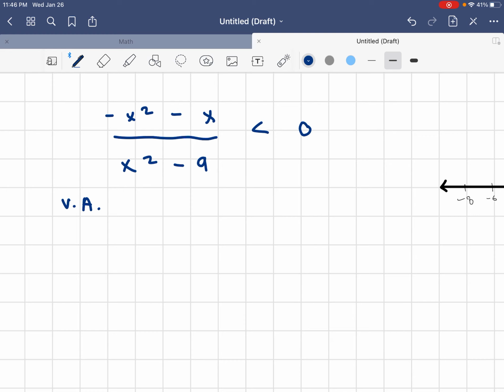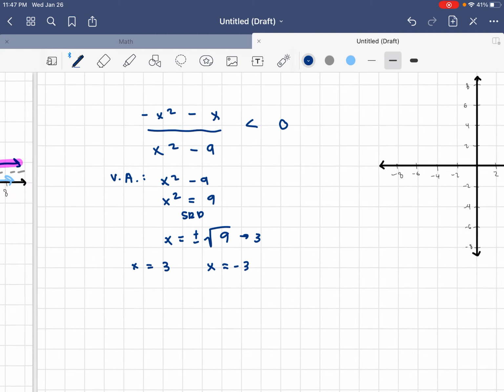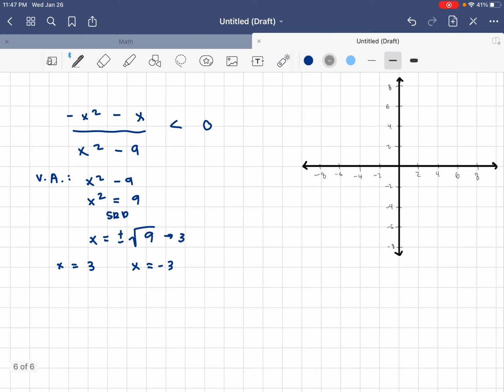So let's start with vertical. You are solving for the bottom, so x squared minus 9. Okay, and now using our square root principle, it's going to be x equals plus or minus the square root of 9. Square root of 9 is 3. So x is going to be 3, and x is going to be negative 3. So for this problem, you have two vertical asymptotes at 3 and at negative 3.